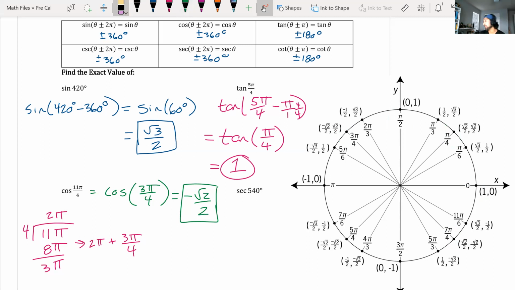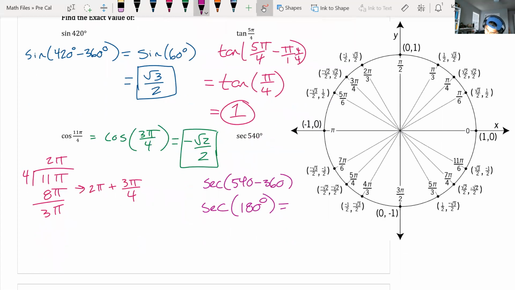Okay. Secant of 540 degrees. Is that over a revolution? Yep. Good. So you'd subtract 360. And you'd get the secant of what? 180. So 540 degrees is the same as 180 degrees. And what is the secant at 180 degrees? -1. Good. Done.